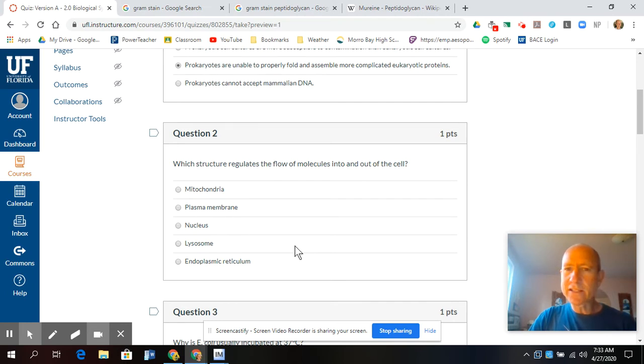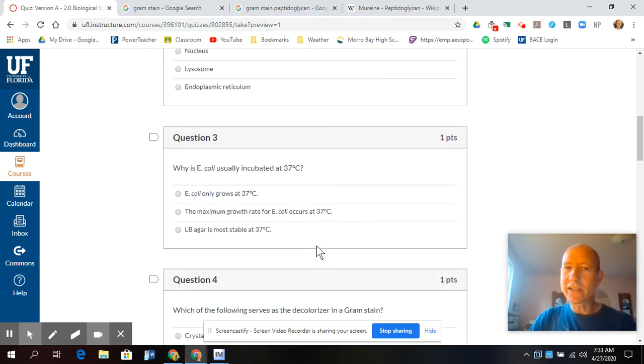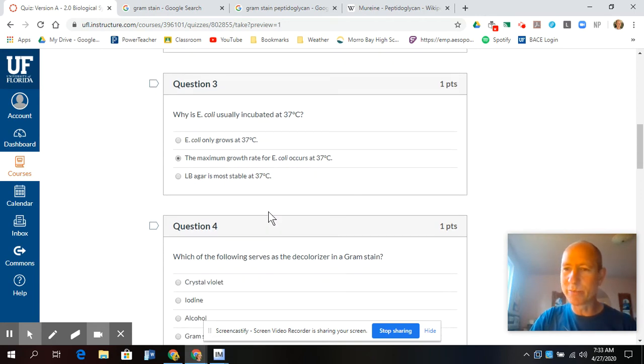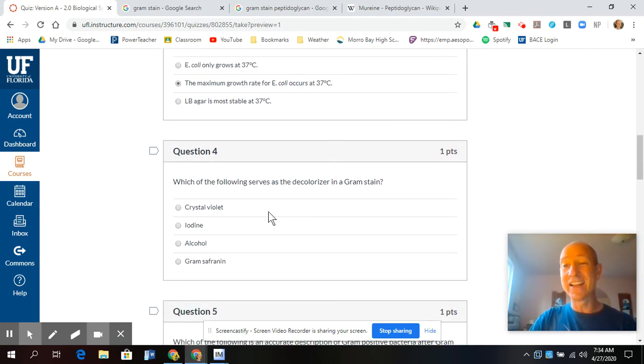Which structure regulates the flow of molecules into and out of the cell? Well, that would be the plasma membrane because that's the boundary between the inside and the outside of the cell. Why is E. coli usually incubated at butt temperature? Well, E. coli doesn't only grow at butt temperature, it just grows fastest at butt temperature. What's butt temperature? 37°C. What's butt temperature in Fahrenheit? 98.6 degrees Fahrenheit.